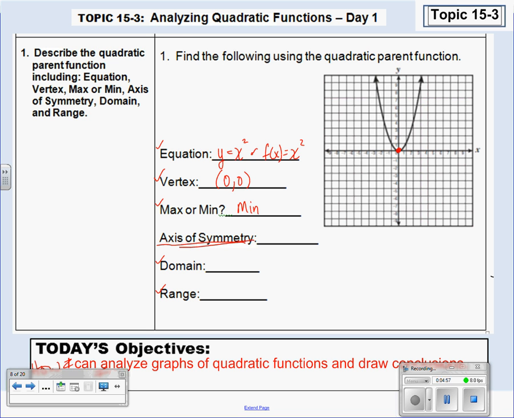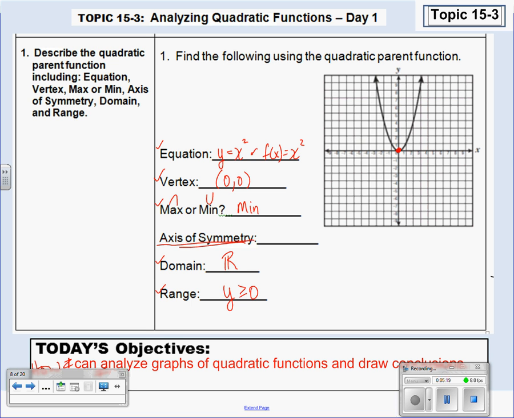If it was opening down, it would be a maximum point on the parabola. So in this case, our vertex is a minimum. I'm going to skip the axis of symmetry and come back to it. We know from our previous notes the domain is all real numbers. We can use all those x values in order to graph. And the range from our previous notes is y is greater than or equal to 0.